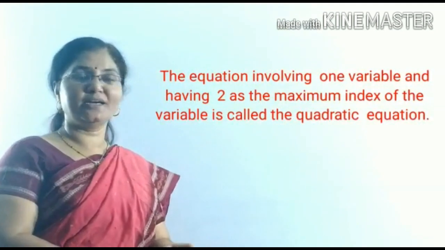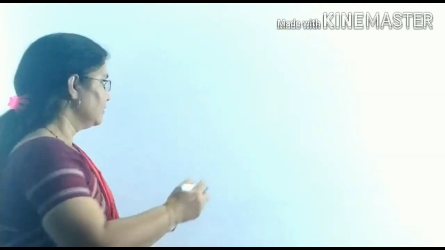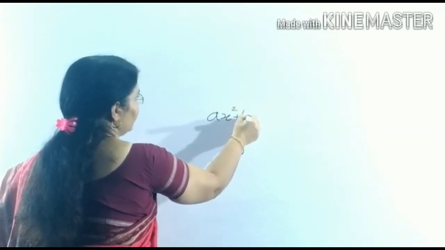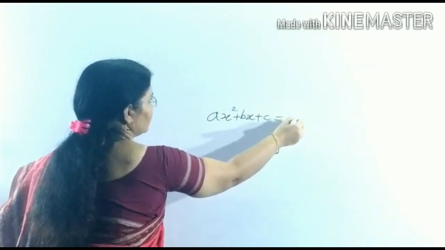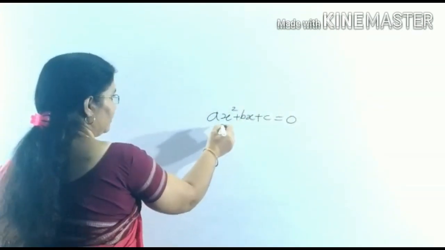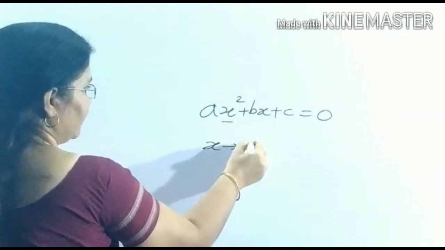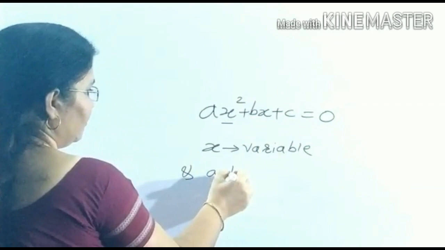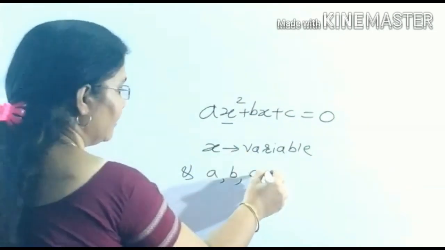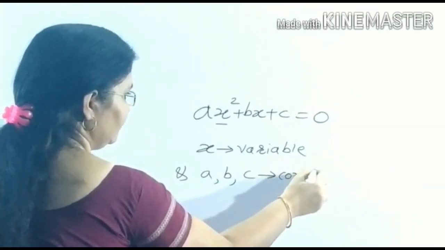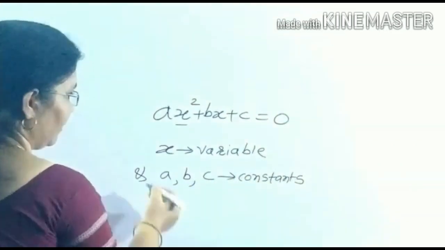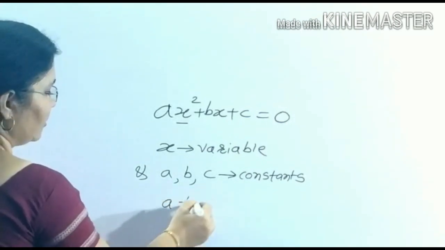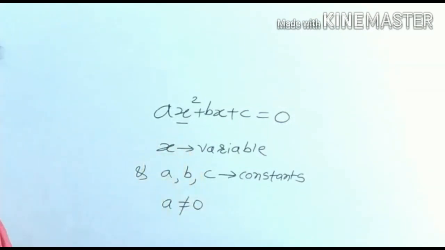Then we will see the standard form of the quadratic equation. It is ax square plus bx plus c is equal to 0. Here x is a variable and a, b, c, these are constants. One most important condition in this is a should not be equal to 0.